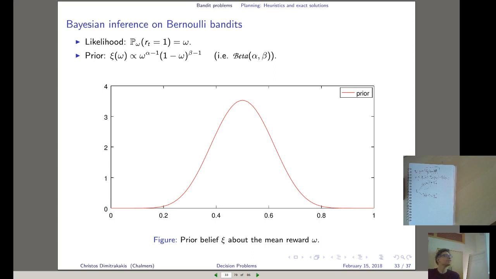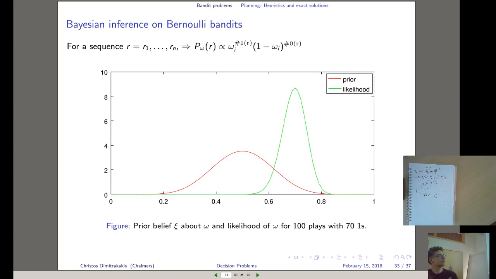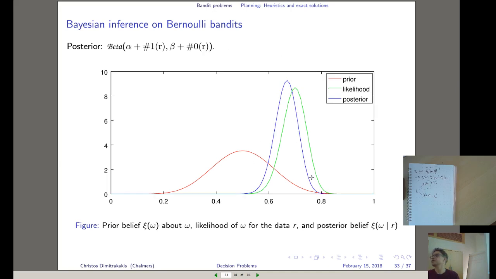Yeah? Good. So if you have a prior beta which is like this, and you observe some sequence of observations, in this particular case, if you observe 100 throws of a coin, and 70 times it came heads, then you have a likelihood that looks like this. The probability of different values of the Bernoulli model for the current observations you have. Then you can integrate the two, and you get a posterior distribution, which is shifted towards the likelihood, but is also moderated by the prior. This is a posterior distribution, which means if you integrate over this, you get a 1, while in the likelihood you don't get a 1.